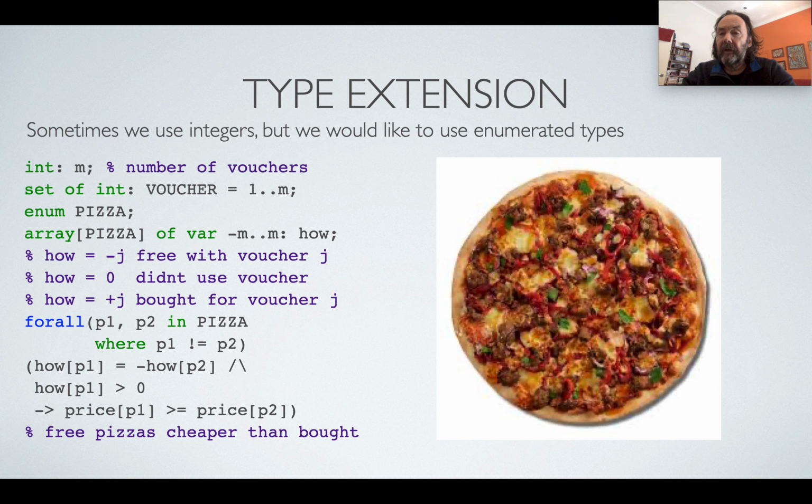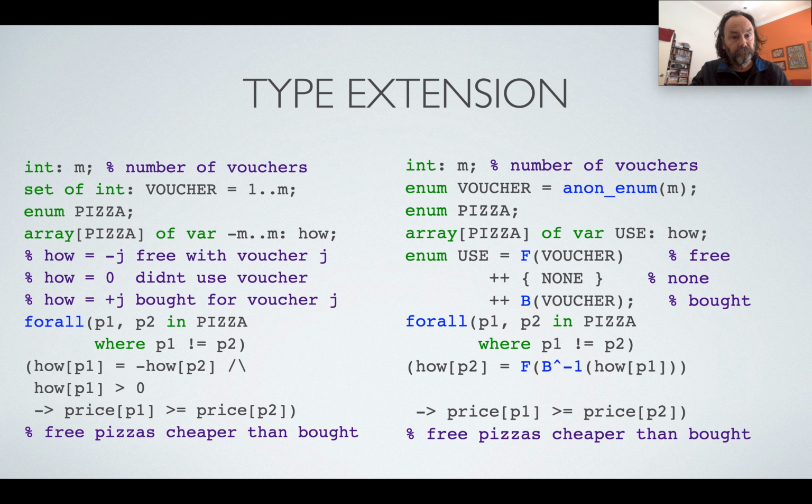And one of the key constraints in the model is that for any 2 pizzas, if we use one to buy a voucher and we get another one for free, then the one we use to buy has to be more expensive than the one that we got for free. And that's modeled here. We basically say, well, they're both working on the same voucher because the voucher numbers are negatives of each other, and how of P1 is greater than 0, so we used it to buy the voucher. And therefore, price of P1 is greater than the price of P2.